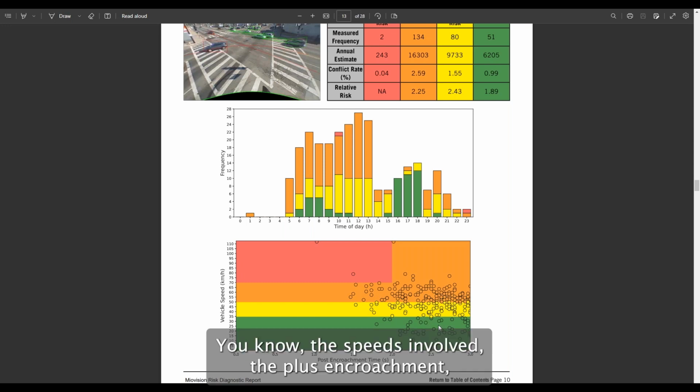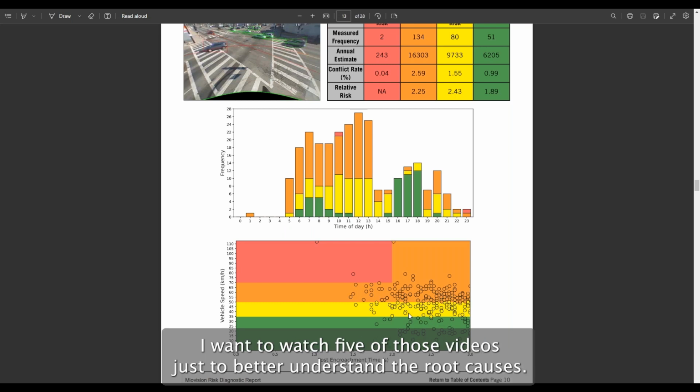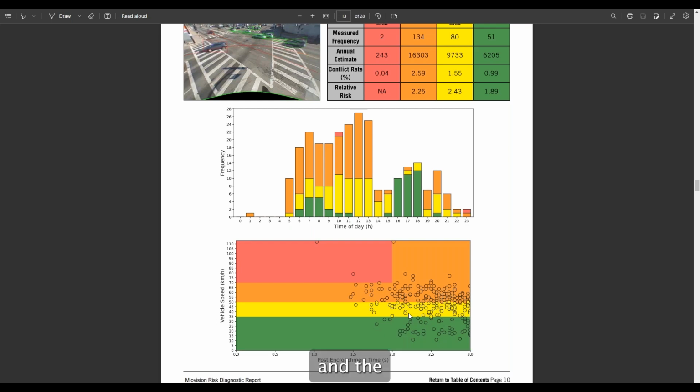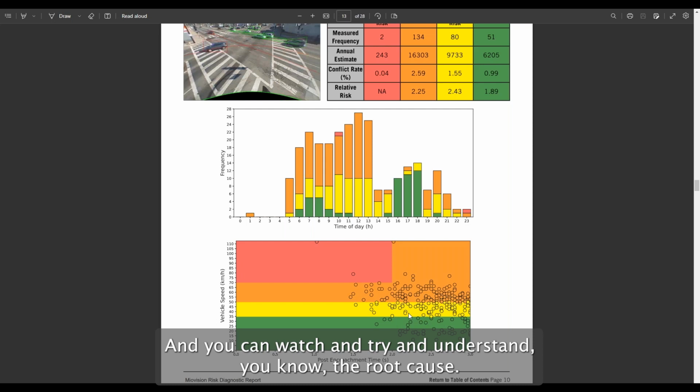The speeds involved, the post-encroachment time involved, and the risk rating. And you may want to say, I want to watch 5 of those videos just to better understand the root causes. We transfer those videos to you outside of this report, time-stamped, and the metadata associated with them is available to you, and you can watch and try to understand the root cause.